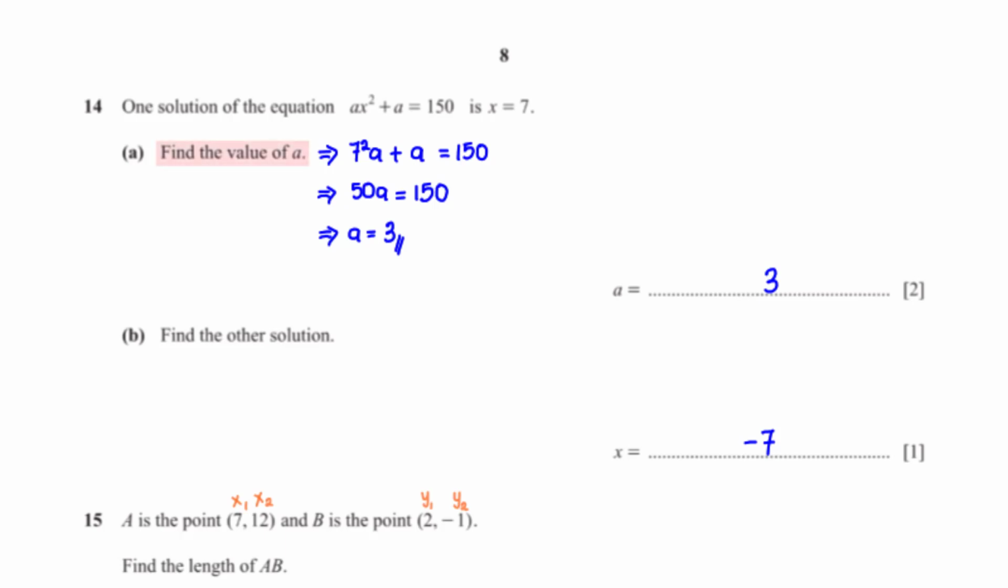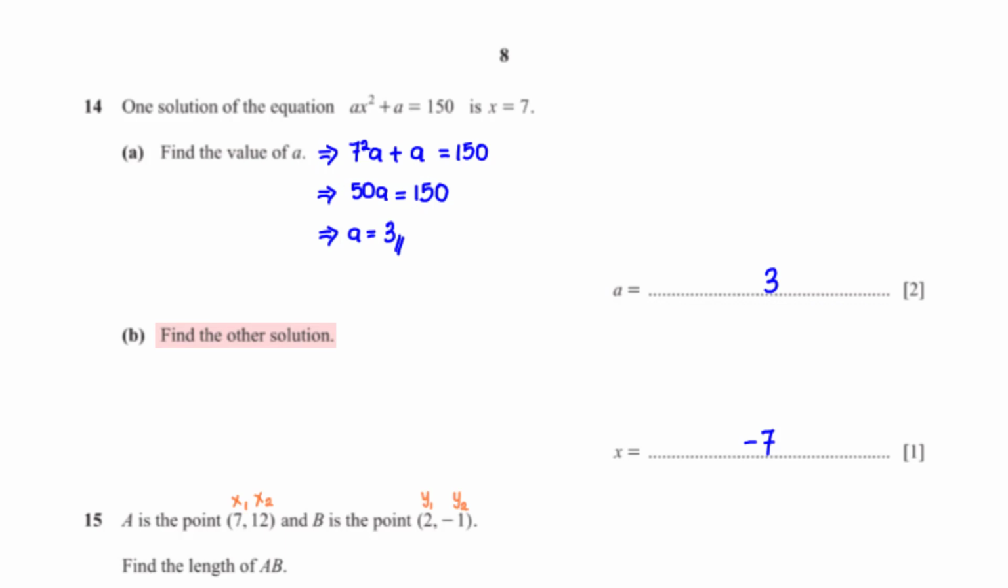One solution of the equation ax squared plus a equals 150 is x equals 7. Find the value of a. To get the value of a, we plug in x equals 7 into the equation. This gives us 7 squared a plus a equals 150. 7 squared a plus a is 50a. When we divide both sides by 50, we get a equals 3.